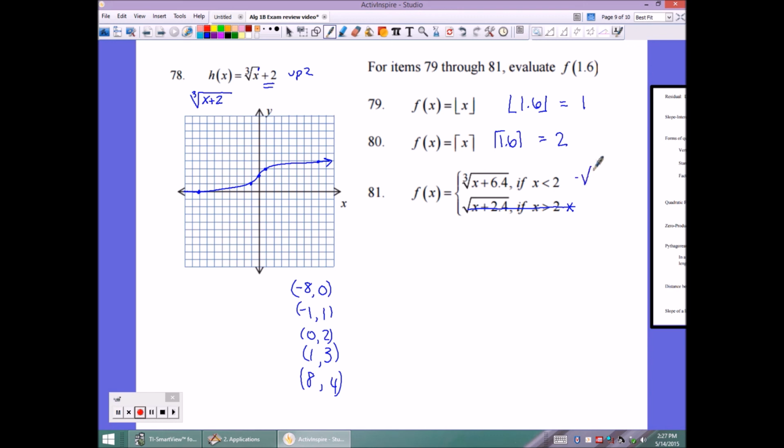So I'm going to do the cube root of 1.6 plus 6.4. I just plugged in my x value right there. Add them up, 8. The cube root of 8 is 2. So when x is 1.6, f of x is 2, or f of 1.6 is 2. And that would be your final answer.